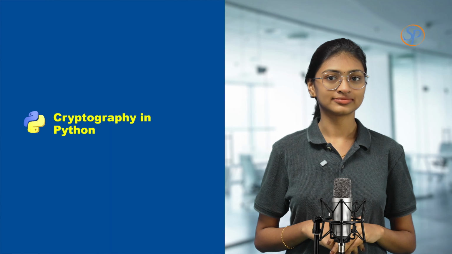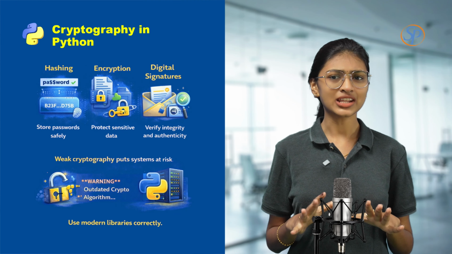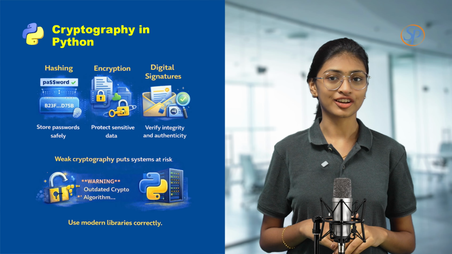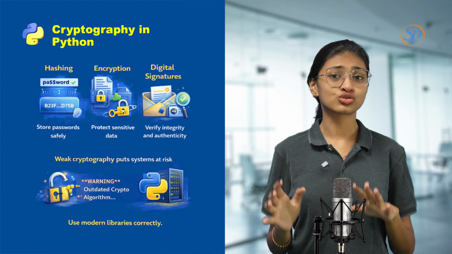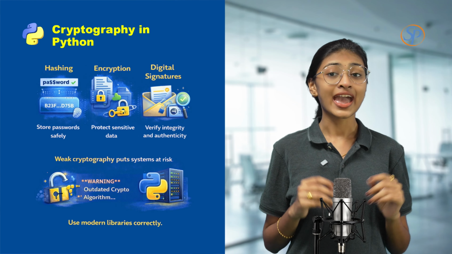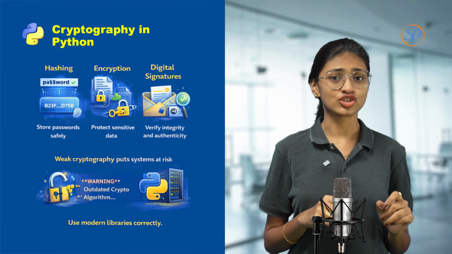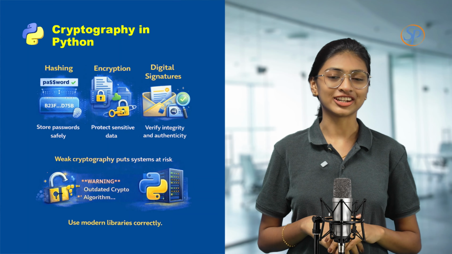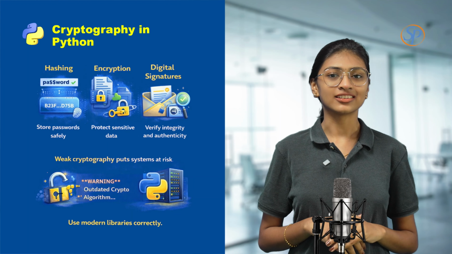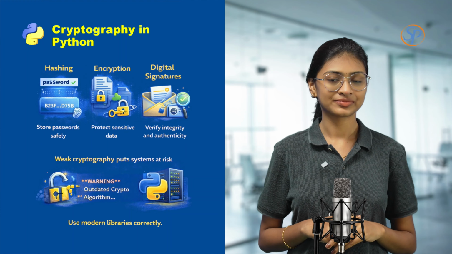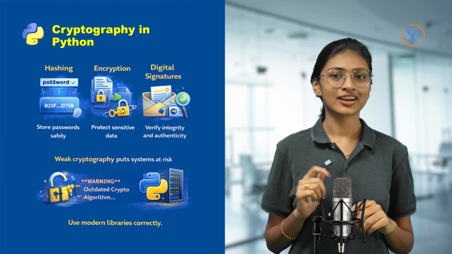Cryptography in Python. Cryptography is often misunderstood. Developers sometimes create their own encryption logic, which is almost always insecure. Hashing is used to store passwords safely. Encryption is used to protect sensitive data. Digital signatures verify integrity and authenticity. Using outdated or weak cryptography can silently compromise systems. Python provides strong libraries, but they must be used correctly.